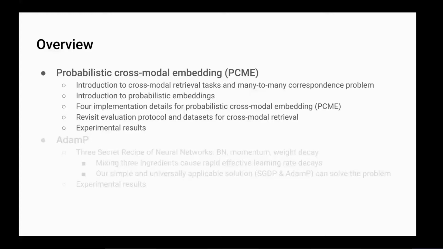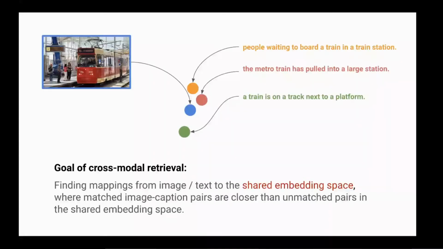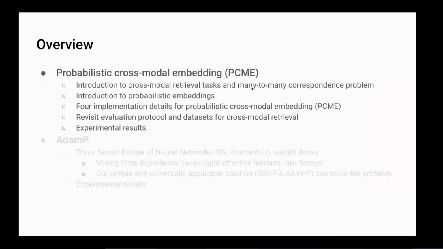Okay, so I'm going to first introduce the cross-modal retrieval task very briefly and the many-to-many correspondence problem I'm focusing on. And also I'm going to introduce probabilistic embedding, the major approach of this method. And also the implementation details, maybe not explained in detail in the paper. And also I'm going to talk about the evaluation protocol and experimental results.